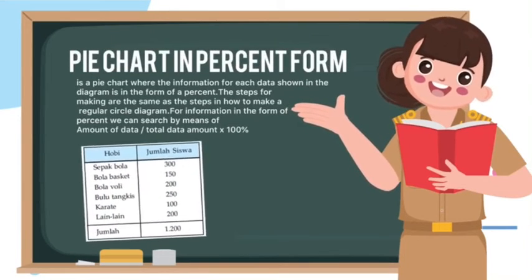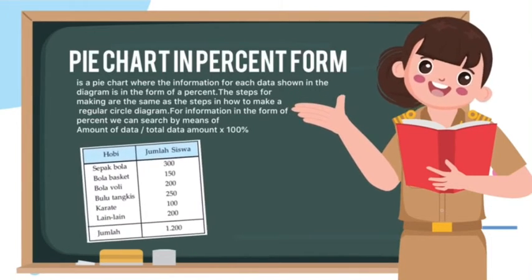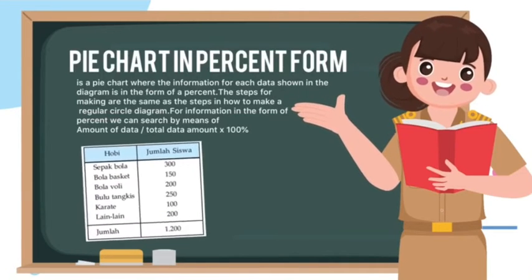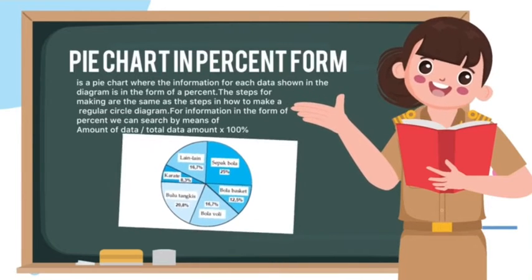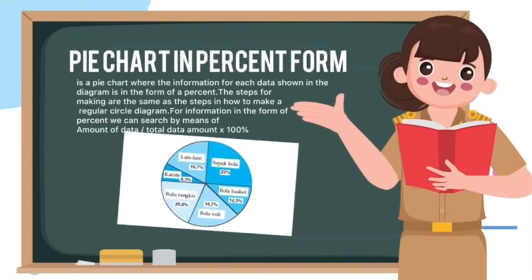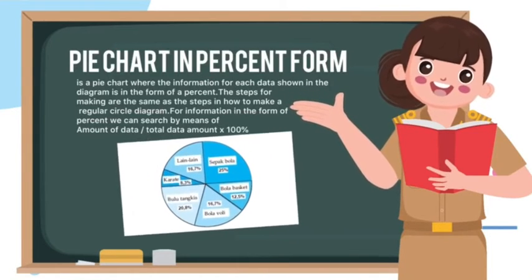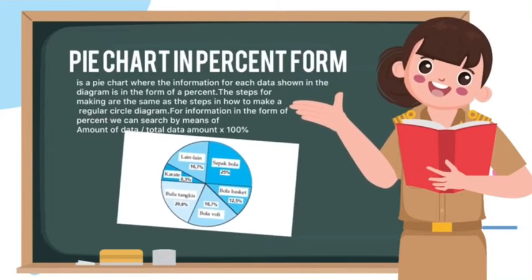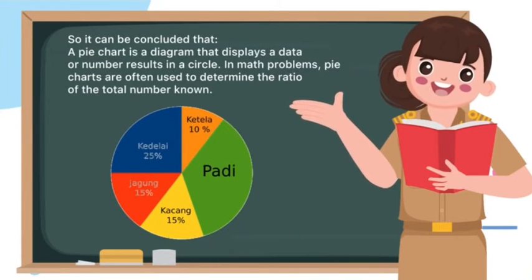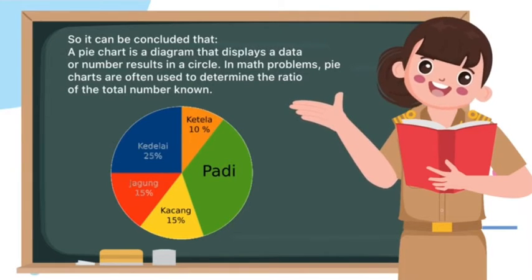A pie chart in percent form is a pie chart where the information for each data shown in this diagram is in the form of a percent. The steps for making it are the same as the steps in how to make a regular circle diagram. For information in the form of percent, we can find it by dividing the amount of data by the total data amount, multiplied by 100%. So it can be concluded that a pie chart is a diagram that displays data or number results in a circle.